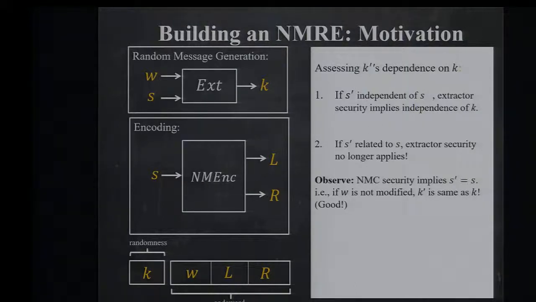If S prime is related to S, then you know something really useful, because this was a non-malleable code. You know that because it's a non-malleable code, the only relation possible is the identity, right? So S prime has to be equal to S. And now the good news is that if you can somehow prevent tampering of W, then you know that your key is the same and you're fine, because that's a guarantee that you can live with. You want the key to either be the same or independent, so that's the world you're going to be in, and that's okay, right?